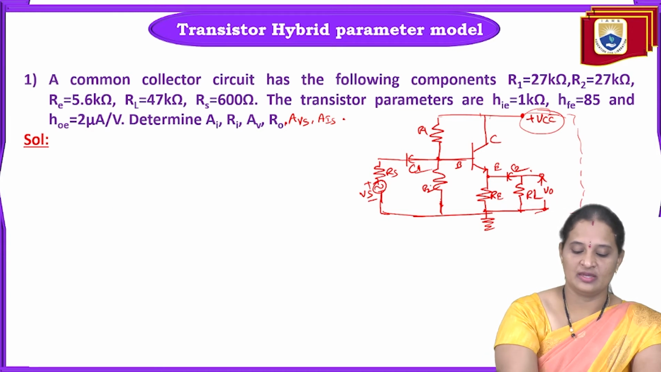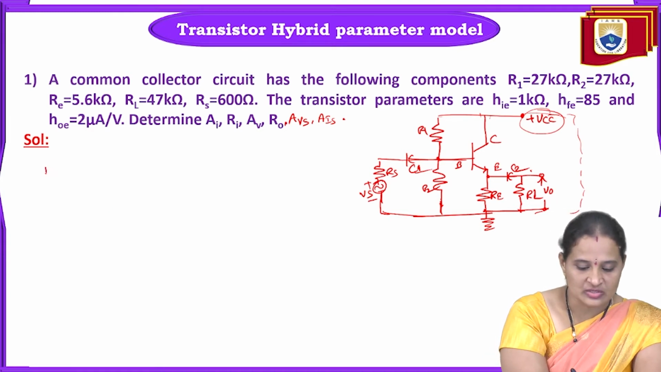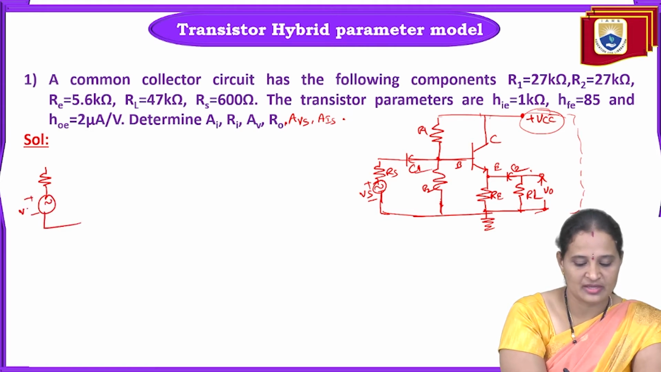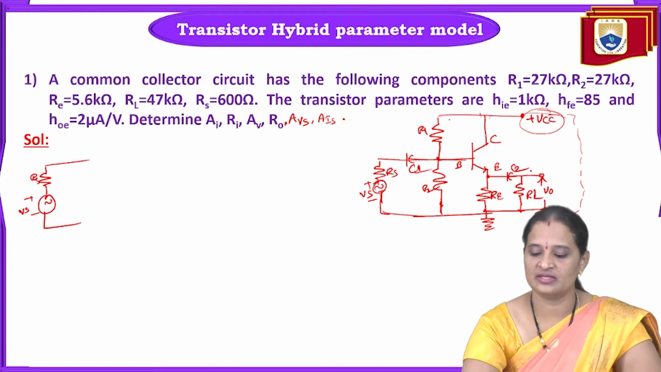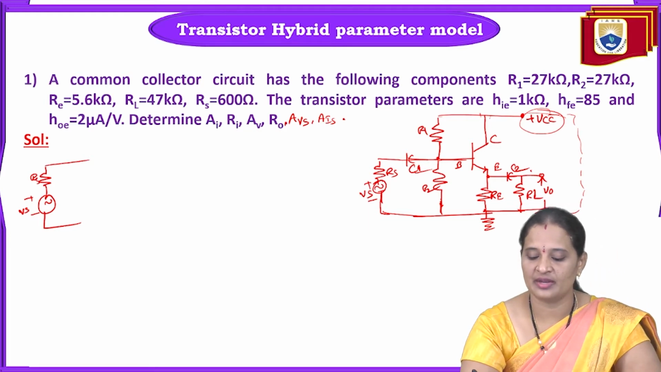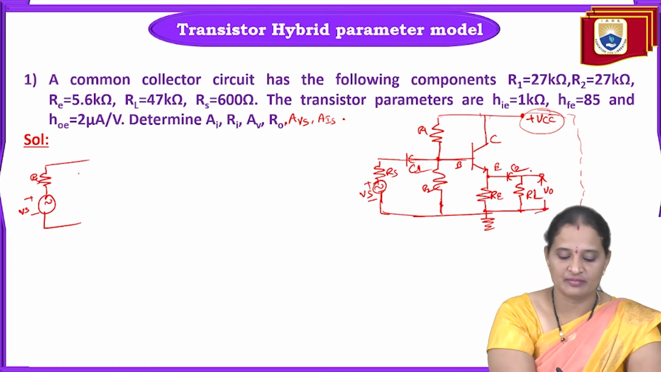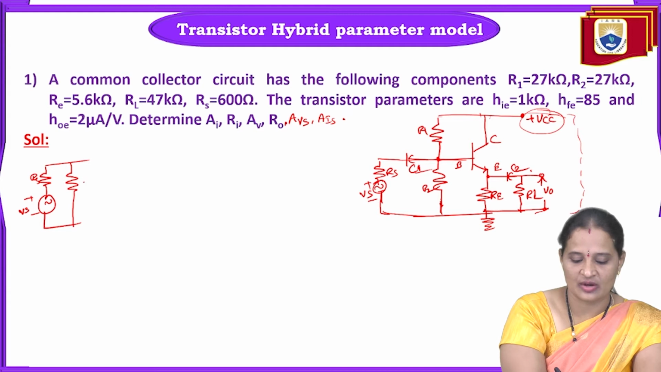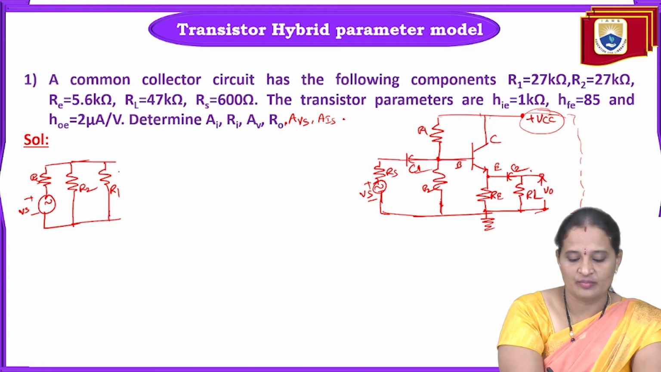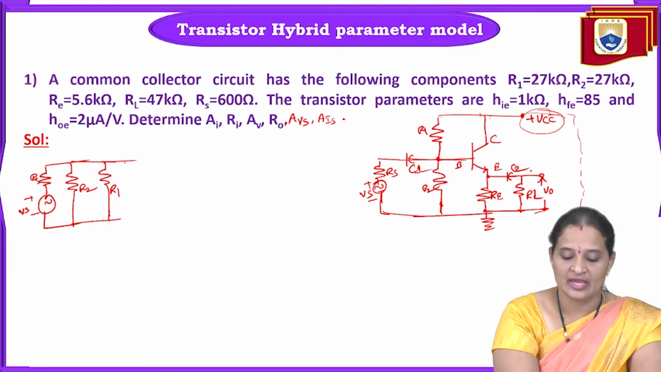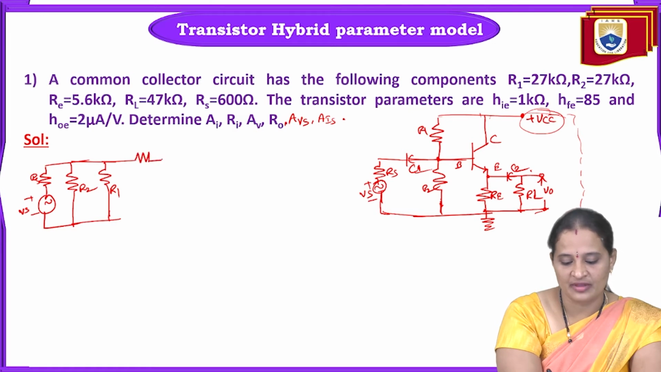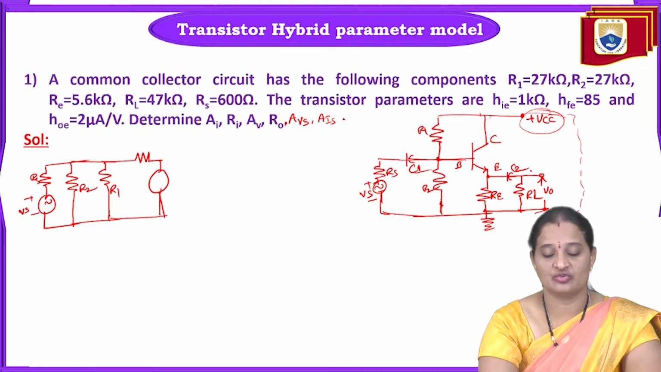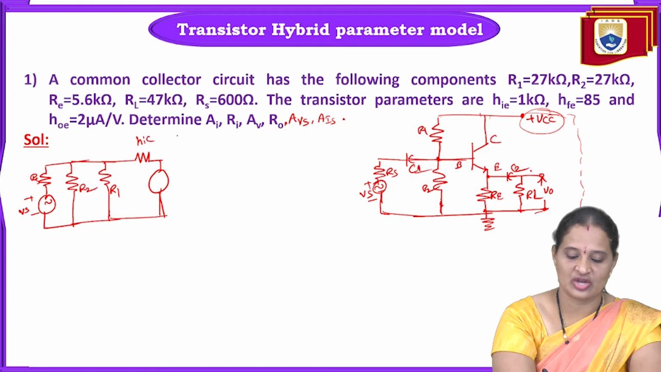So now the equivalent circuit will be: we have RS and the voltage source VS, and R2 is connected in between the base and ground. R1 will now also be connected between the base and ground, because we have short circuited the DC supply. Now at the input side, the transistor should be replaced with its equivalent circuit, that is, HIC we have.